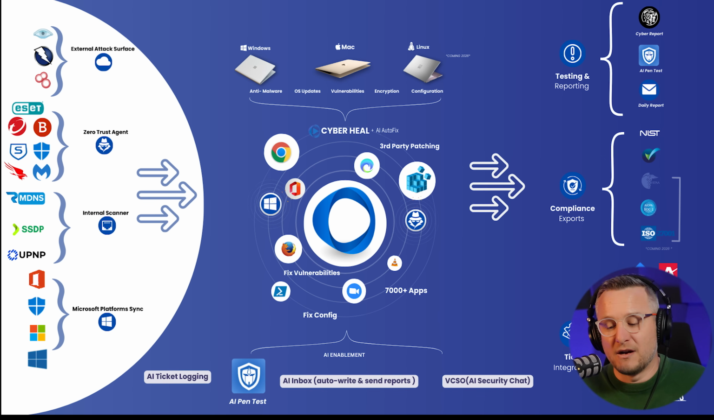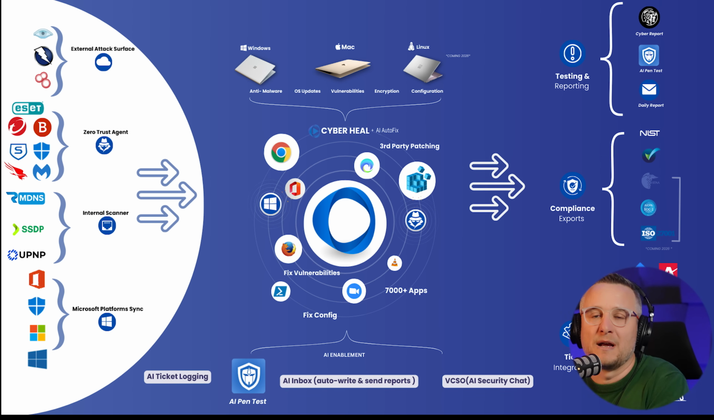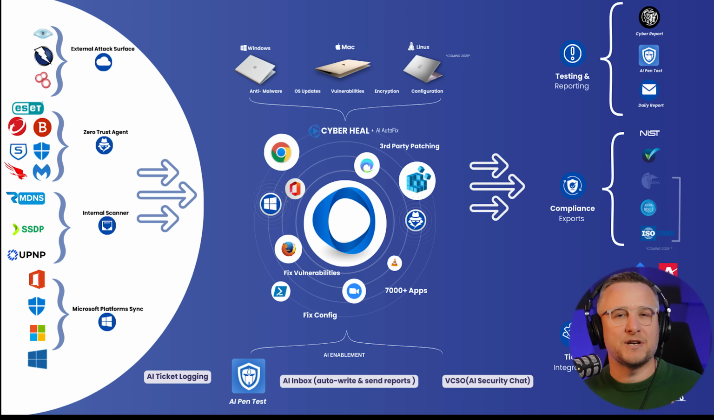On the right-hand side of the diagram, you'll see the outputs of the platform effectively. So we've already spoken about ticket integrations. The platform can log tickets for you. The AI can also log tickets for you to say, look, here's the stuff that I can do automatically for you, but here's the stuff I can't. Would you like me to log a ticket for you? That could be like changing an external firewall port or something like that.